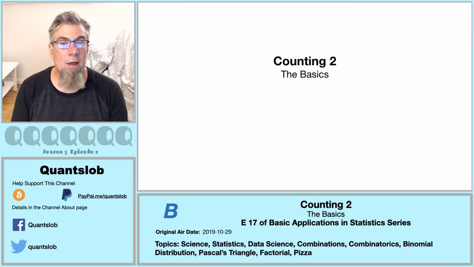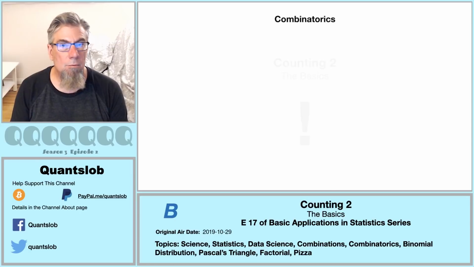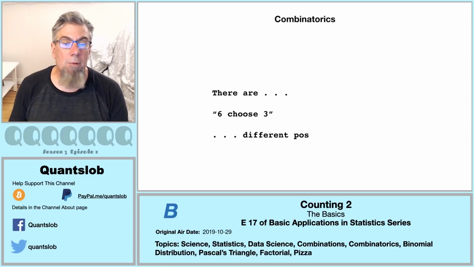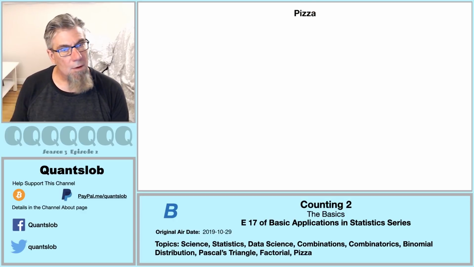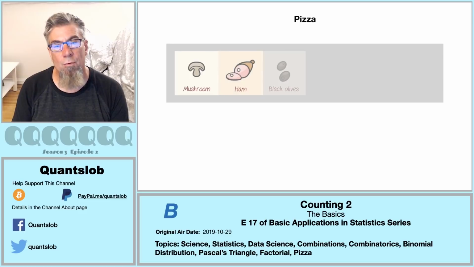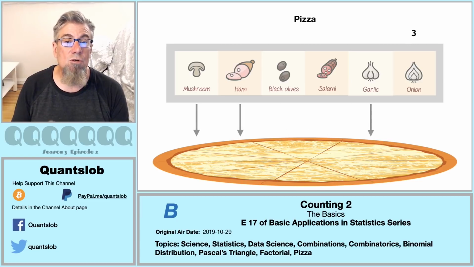This time around, we're going to take a peek at part 2 of the basics of counting, or combinatorics. Recap: counting, combinatorics, is all about selecting values or objects. For example, how many different 3-topping pizzas can be made from 6 available toppings? In the language of combinatorics, 6 choose 3.